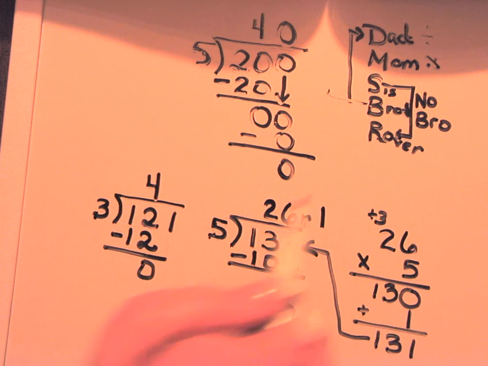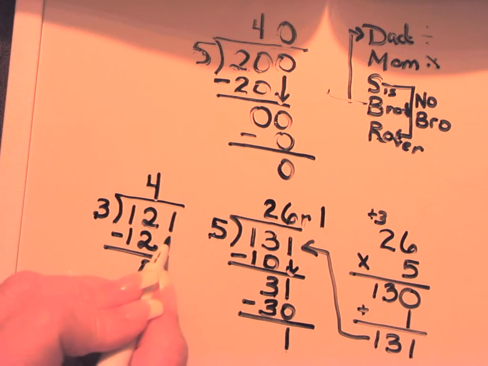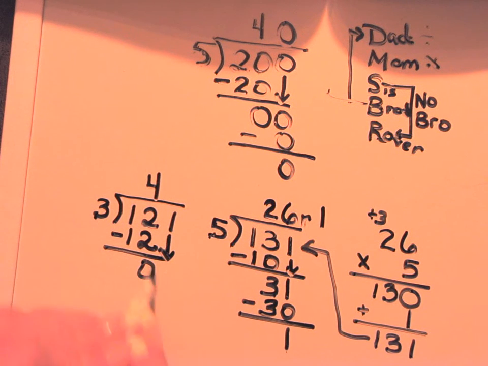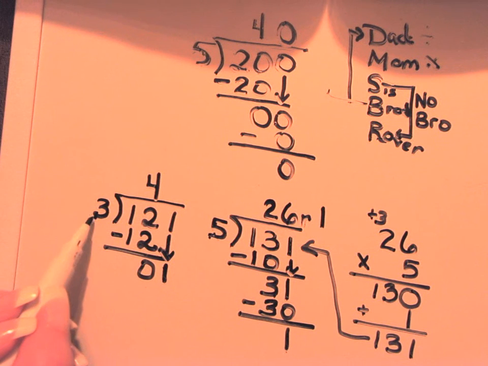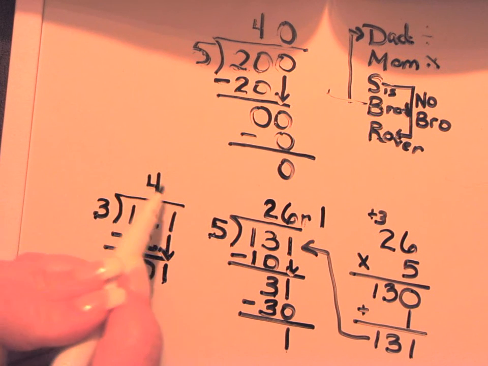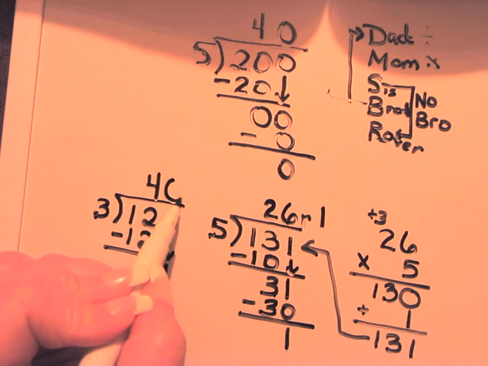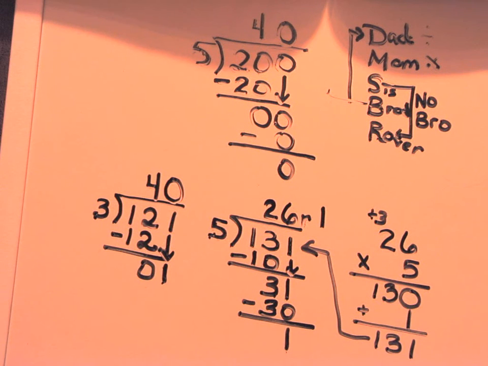I have a brother, so I bring him on down. Brother's in town, let's bring him on down. Now he goes to talk to dad, so that means we need to divide again. How many 3s can I get out of 1? Well, I can't get any out of there, so I had to put that 0 above that 1. We can't just stop because it's a lower number. We have to finish the process.